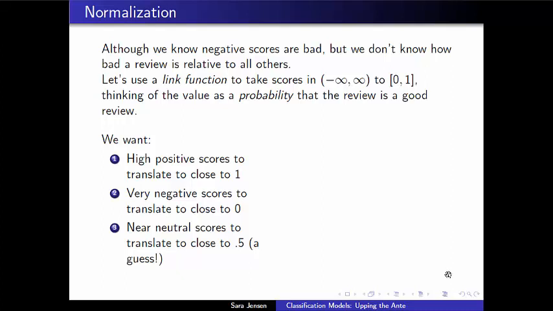So what we're going to need to be doing is looking at what's called a link function that's going to take our values in this range of negative infinity to infinity, and it's going to normalize them by putting them into the interval 0 to 1. And then what we'll be doing is thinking about the number that is output by this link function as a probability. And what it's giving us is the probability that the review is a good review. So we would want something that has a very high positive score. There's a very high probability that that's a good review. And high probabilities are things that are close to 1. Almost a 100% chance that that is a good thing.